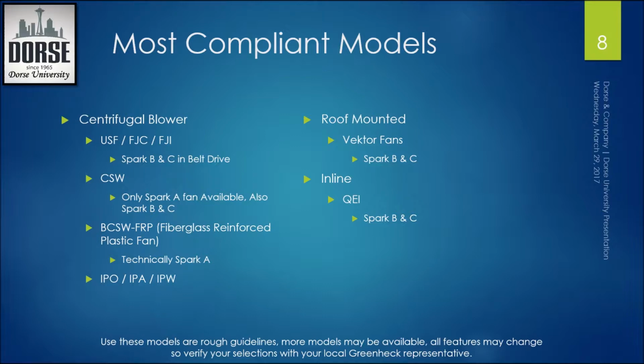For roof-mounted, Vector fans are often popular as well because we can get Spark B and C in them, and it's shooting that air up really high. And inline fans, it's typically a QEI. If you need to keep that Spark B or C requirement, we see those a lot. If you're moving very little air, it can be interpreted as being overkill. So that's why on the next slide we'll talk about the intent and why maybe you do not need to have it say Spark B on the schedule, or maybe you do, depending on how strict those requirements will be.